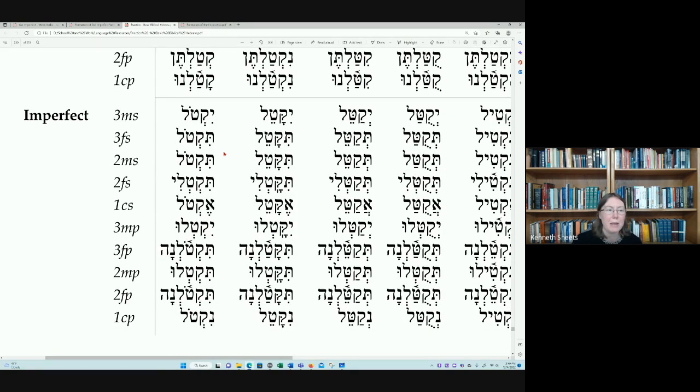But then we also have the imperfect. So incomplete action corresponds roughly to our future and present tense. And there's a little bit more to it, but that's a good starting point for right now. So notice here as we go through this, third masculine singular. Now remember when we were going through that paradigm, that third masculine singular was yiqtol, and you can hear that as we're going through this. Yiqtol. So third masculine singular, yiqtol. So you can hear where that's coming from. So yiqtol, this would be he will kill.